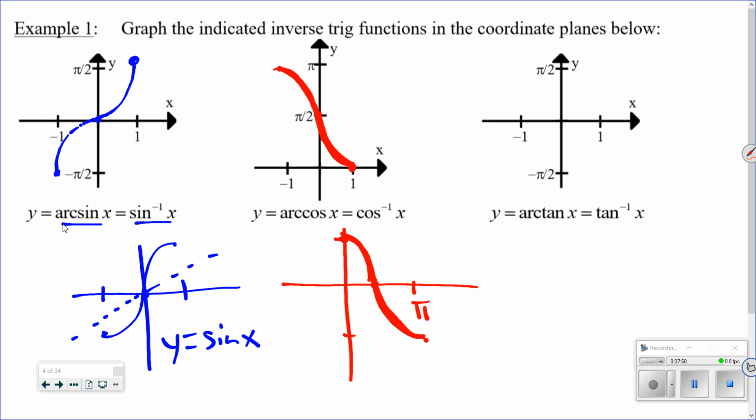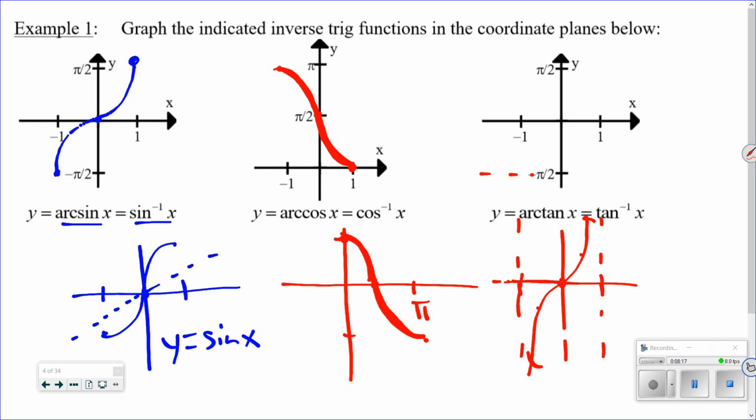Okay, y equals arc tangent. Remember with tangent, we limited it. We only went from -π/2 to +π/2, across through 0, with a point at π/4, 1. There's a point at -π/4, -1, and there are vertical asymptotes. So it looks something like this. So when I do the inverse tangent, remember the x's and the y's switch. So if this one has a vertical asymptote at -π/2 and π/2, this one has a horizontal asymptote at -π/2 and +π/2.